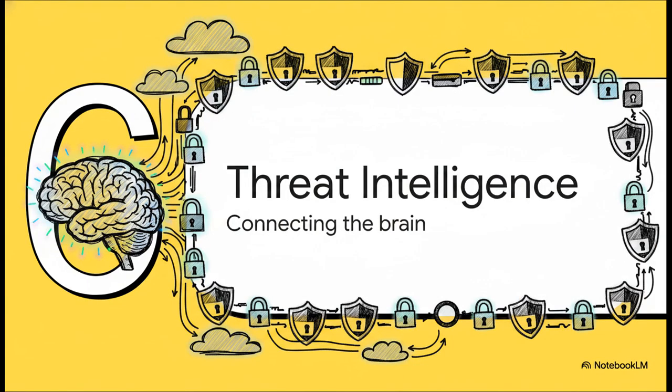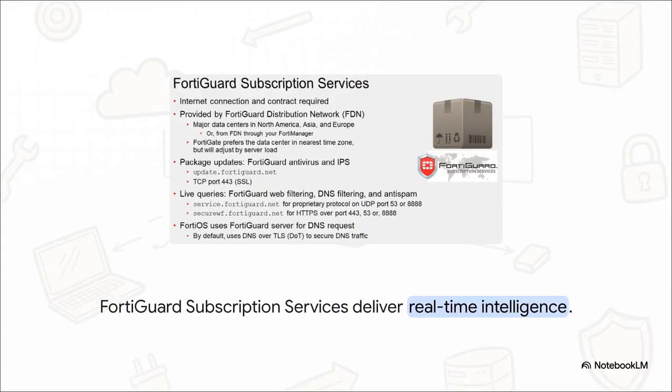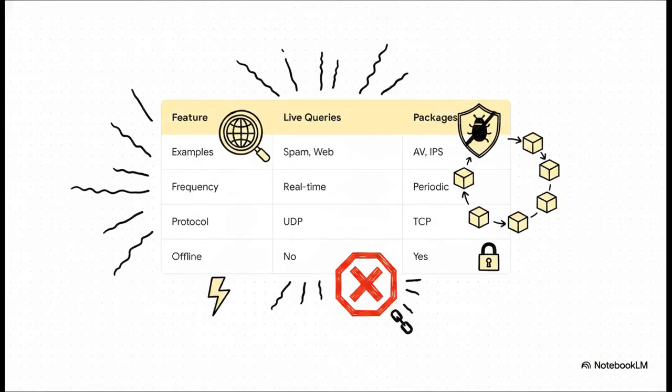And finally, Section 6, FortiGuard Threat Intelligence. This is where we connect the brain. At the end of the day, a firewall is only as good as the threat intelligence it's feeding on. FortiGate constantly queries the FortiGuard distribution network, which is this massive global array of servers, to stay one step ahead of zero-day threats. It's smart too. It automatically prefers the data center nearest to your time zone, making sure you get the absolute fastest real-time intelligence to protect your network. Now, this interaction happens in two contrasting ways.